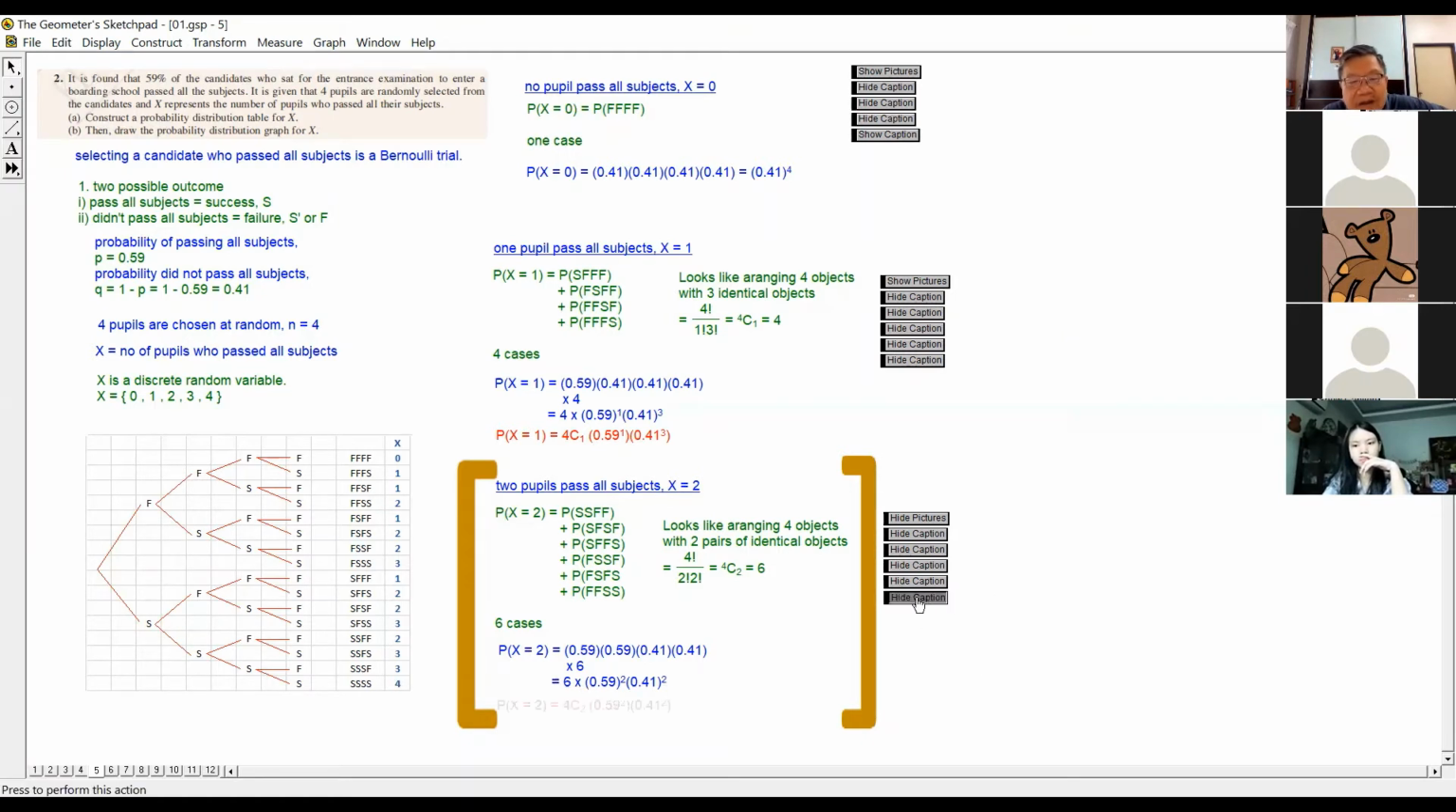Now, another way of writing the probability is like this. We want the probability of x equals to 2, which means 2 success. We use 4 choose 2. The 6 is actually 4 choose 2, times 0.59 to the power of 2. This number 2 here is the same as the number of success. 2 success means 0.59 is to the power of 2. Then if you have 2 success, you have 2 failure, so 0.41 to the power of 2.